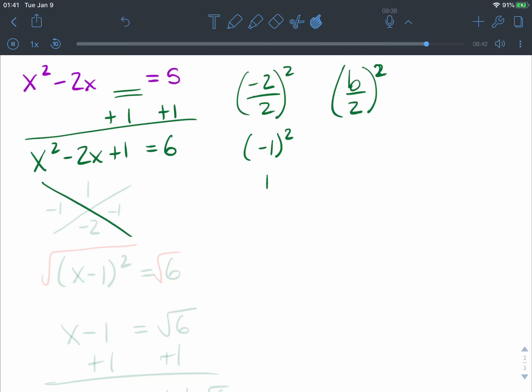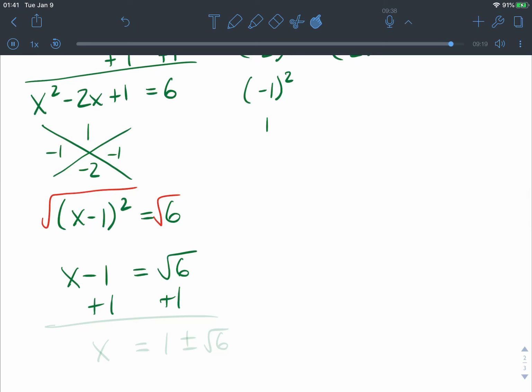Then we can factor. A times C is 1 and B is negative 2. And again, it's always going to be the same number. So negative 1 times negative 1 is positive 1, and negative 1 plus negative 1 is negative 2. So we now have x minus 1 squared is equal to 6. It's getting repetitive, but the square root and the square will cancel each other out, and we're left with x minus 1 is equal to the square root of 6. We add 1 to both sides, and we are done.